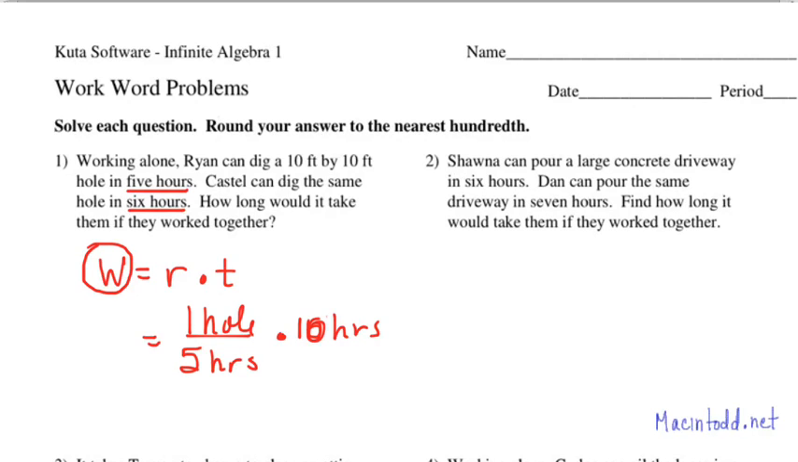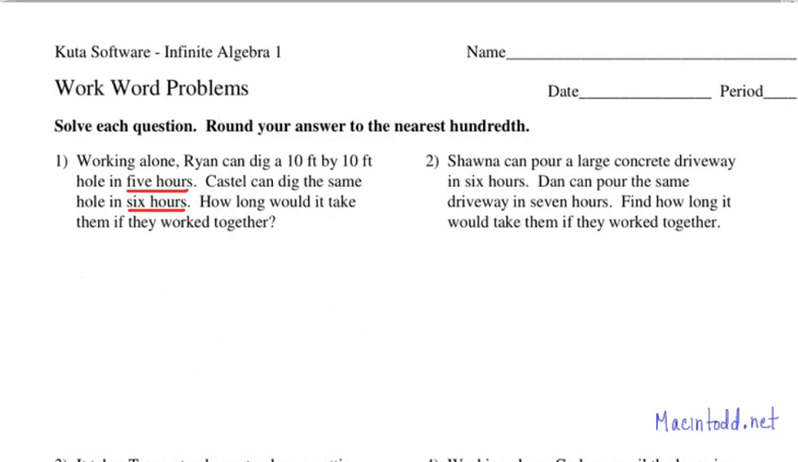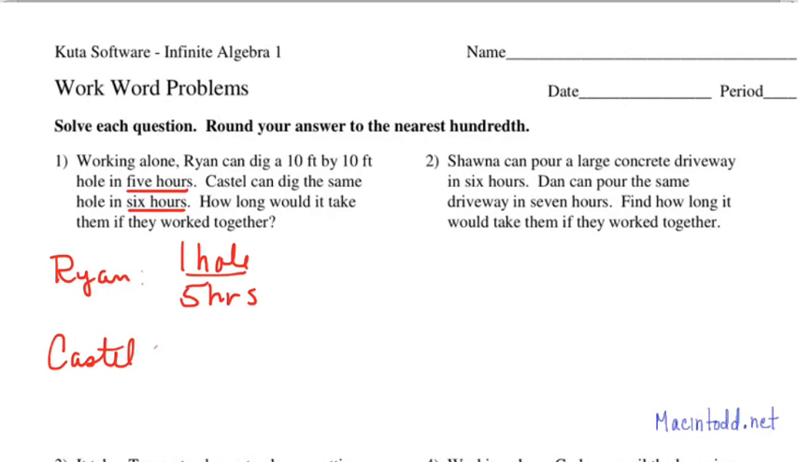Once you understand that a little bit, also understand what this rate means. And we just saw it there. In this case, Ryan can dig 1 hole in 5 hours. So that is his rate of work. And we've got Castell. He can dig 1 hole in 6 hours. Okay, so those are their rates of work.